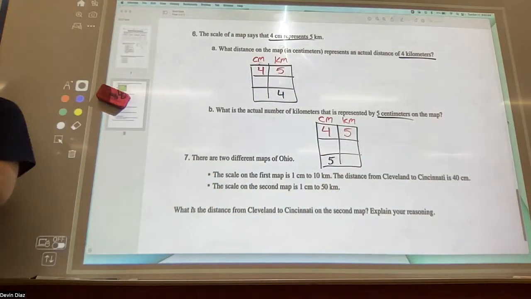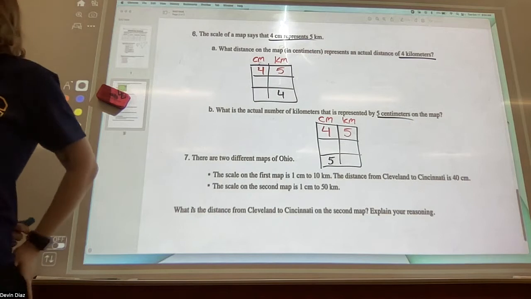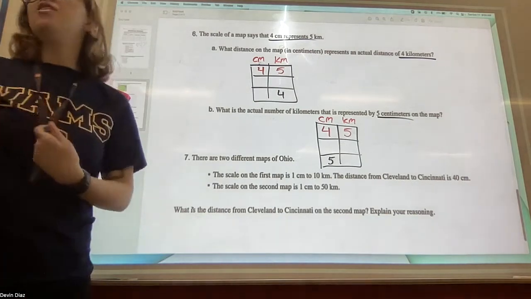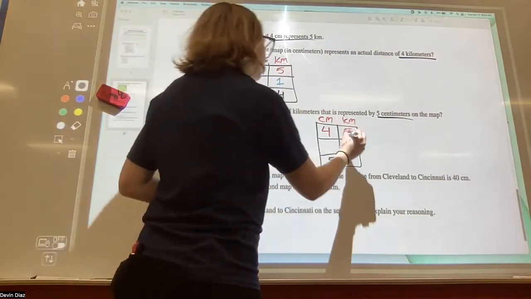Now, here's why I have that middle one. First of all, just in case we need it. But second of all, can I go from 5 to 4 straight out with multiplication or division? No, I can't do that. Their greatest common factor is 1.